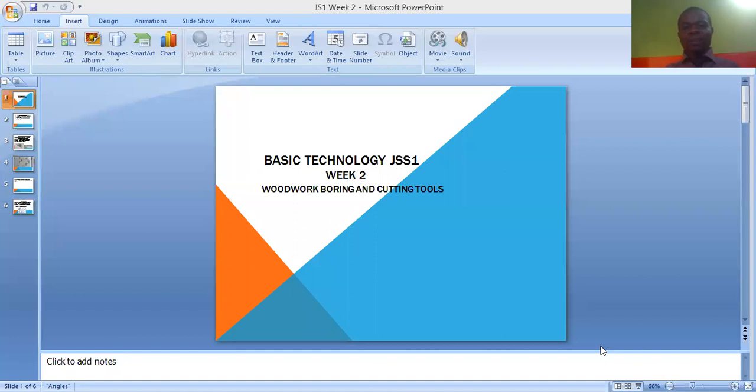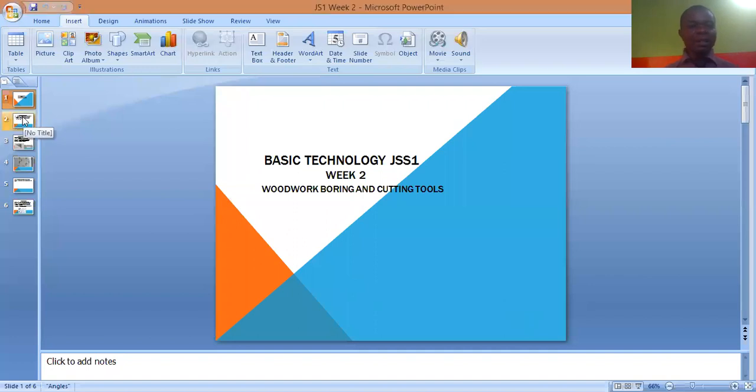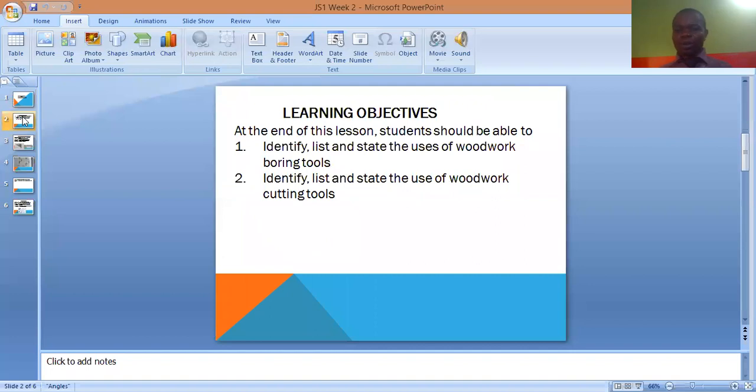What we need to know about the boring and cutting tools are what we call learning objectives for this lesson. That is, at the end of this lesson, you students should be able to identify, list and state the uses of woodwork boring tools. Also, you should be able to identify, list and state the use of woodwork cutting tools.